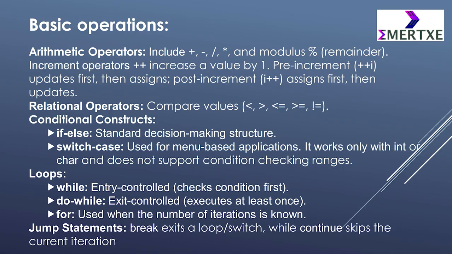Basic operations. C language provides the basic operations to perform calculations and decisions. They are arithmetic operators, logical operators, bitwise operators, and ternary operators. Arithmetic operators are used for mathematical operations. Operators like plus, minus, multiply, and divide perform the calculations. The modulus operator is used to find the remainder.